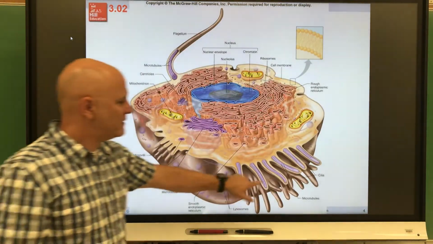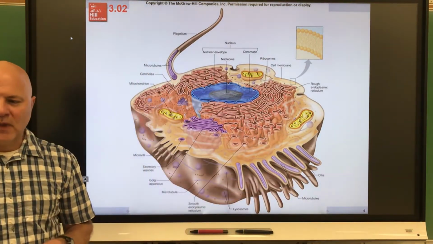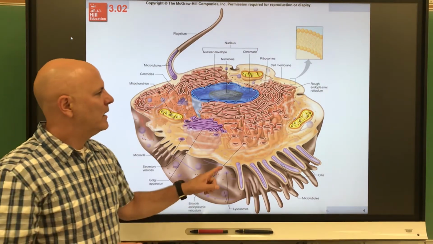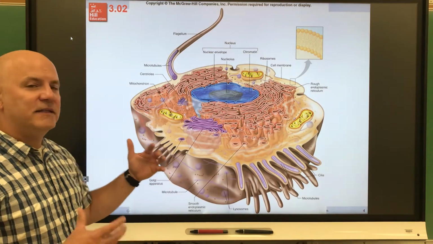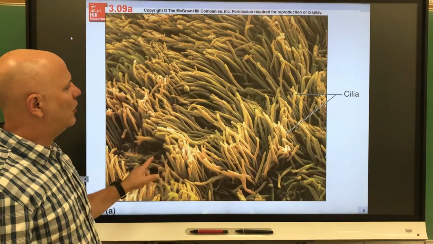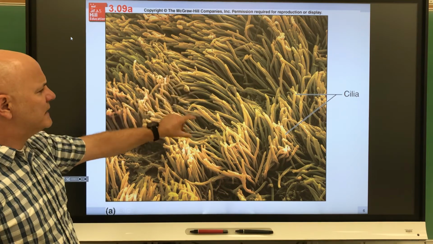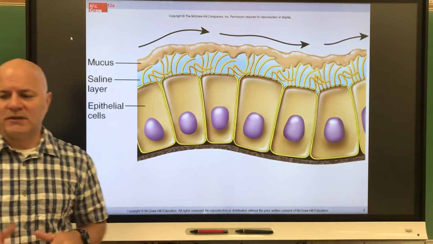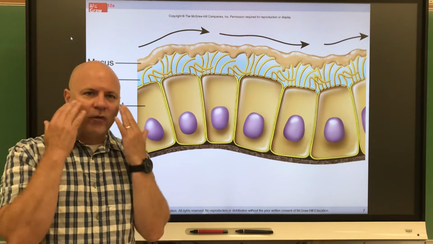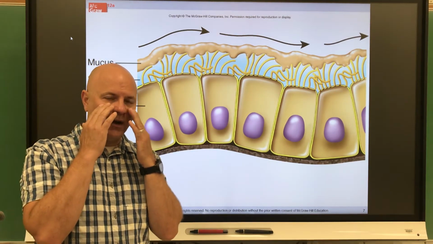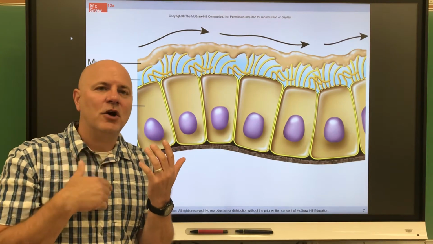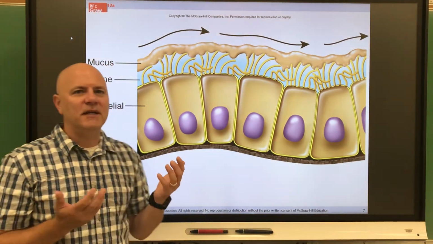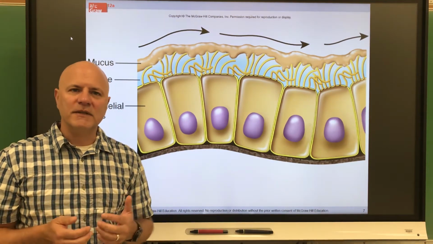Next is the cilia. So here's the cilia down here. These are shorter, more numerous, hair-like appendages. What they do in us is they move substances. This is showing a top view of cilia here, and this is showing a side view of cilia. Cilia line our respiratory tract. They line our nasal cavity, our sinuses, our trachea, which is our windpipe. And why they're there is in those areas they're going to move mucus.